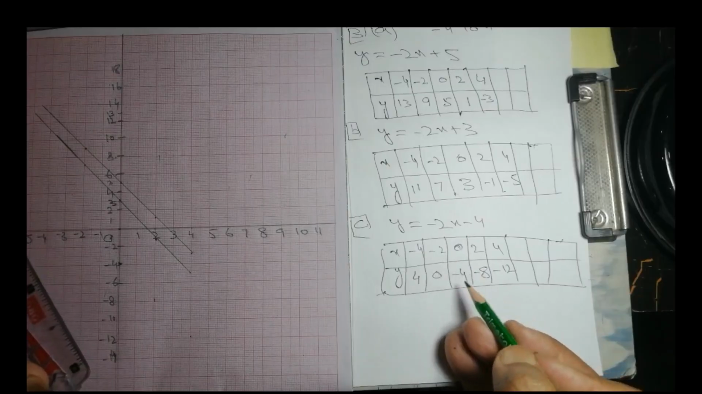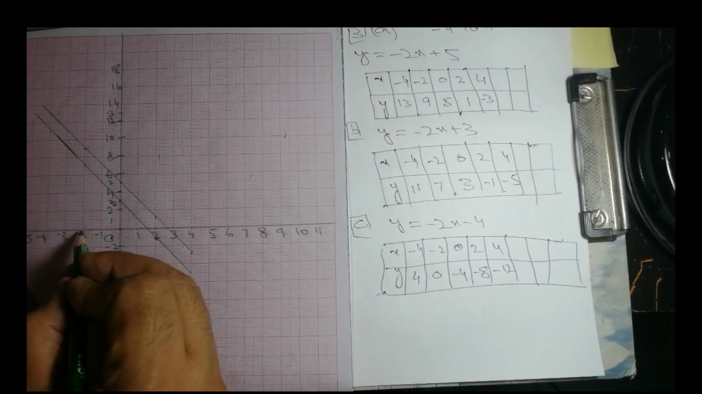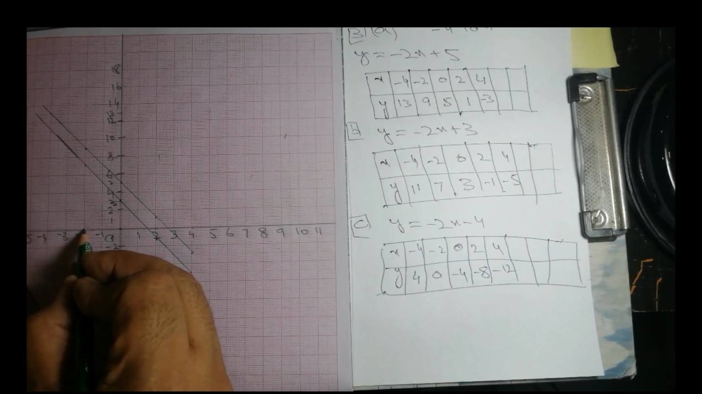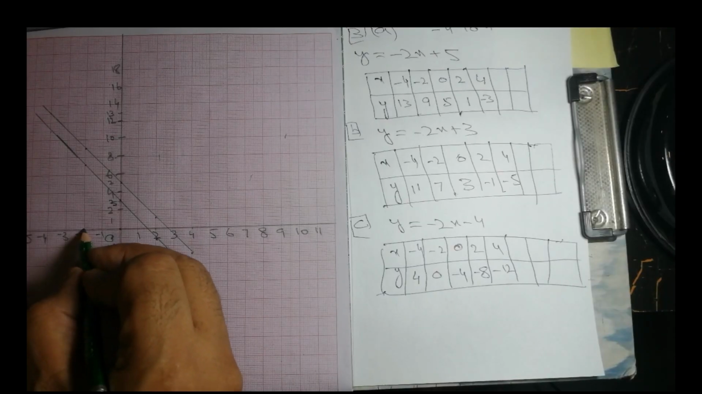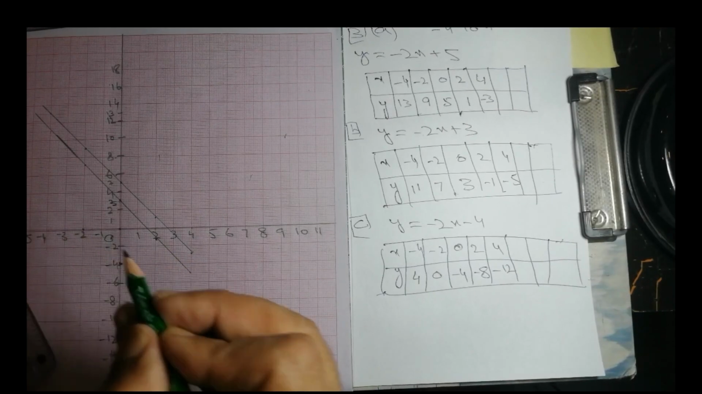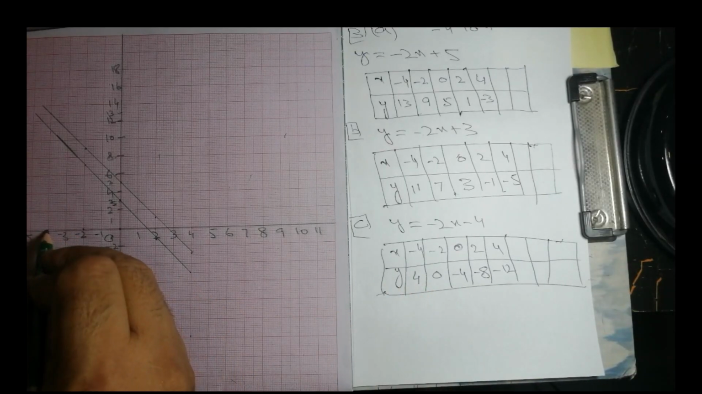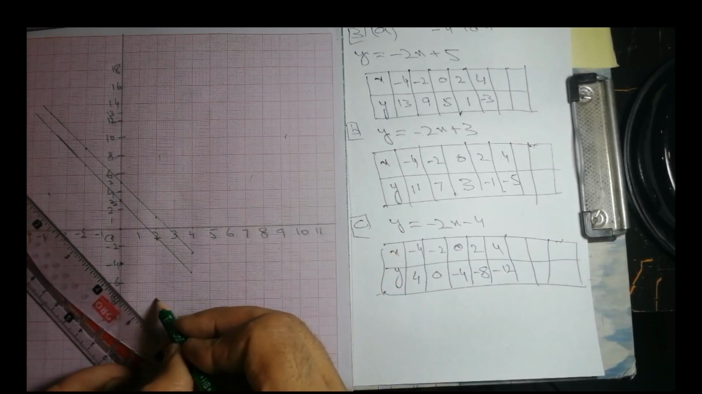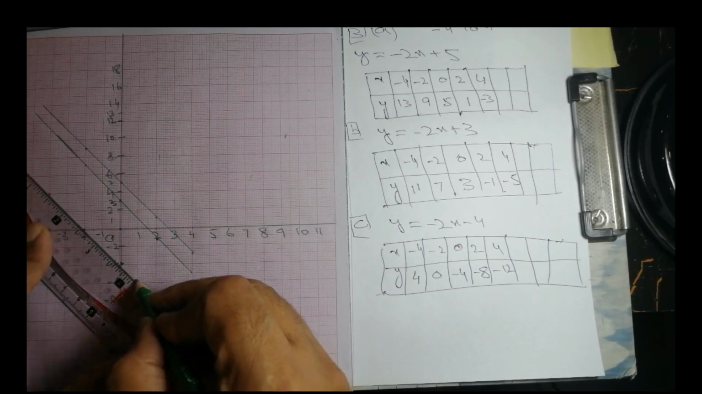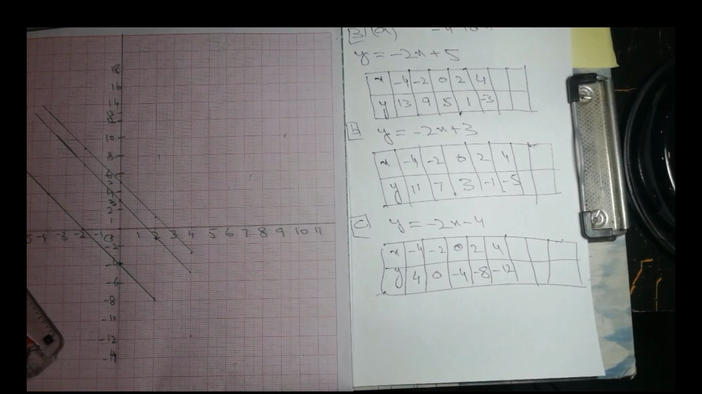So we can plot more points, minus 2 and 0, which is on the same line, because this is the x-axis. On the x-axis, for every point the y will be 0. And minus 4 and 4 is this one. So now you can see that if we join all the points, they will lie on the same line. So all the lines will be parallel.